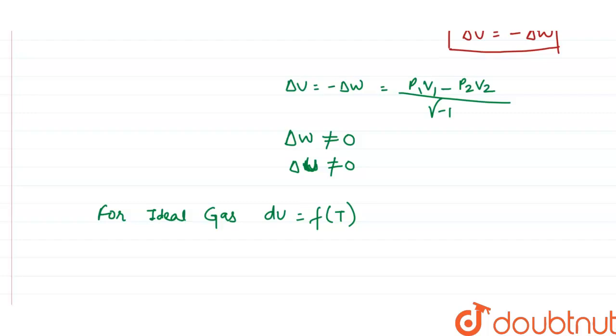That means delta T is not 0, because delta U is not 0 and delta U is a function of temperature. When this is not 0, then our temperature change is also not 0. That means there is a change in temperature without giving it heat. That means in an adiabatic process there is no requirement of heat transfer, and without giving heat to the system there is a change in temperature.